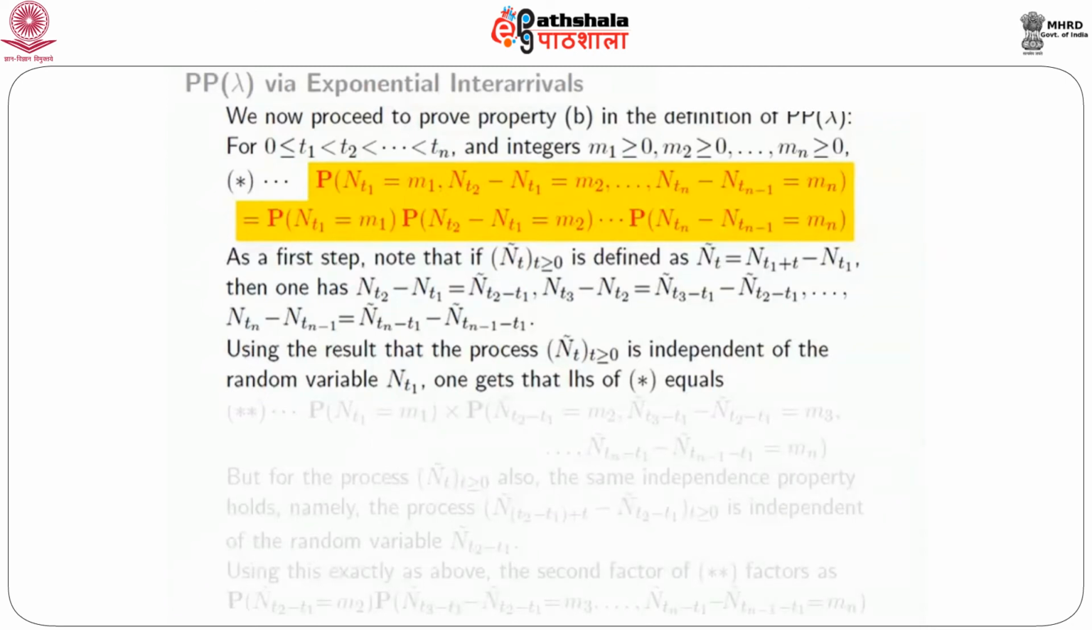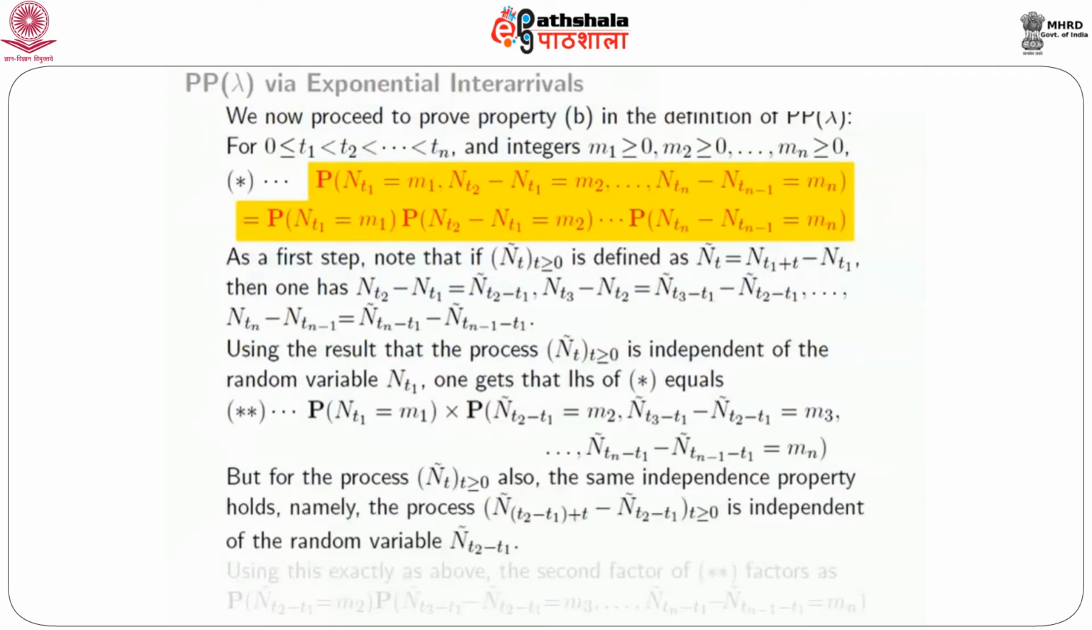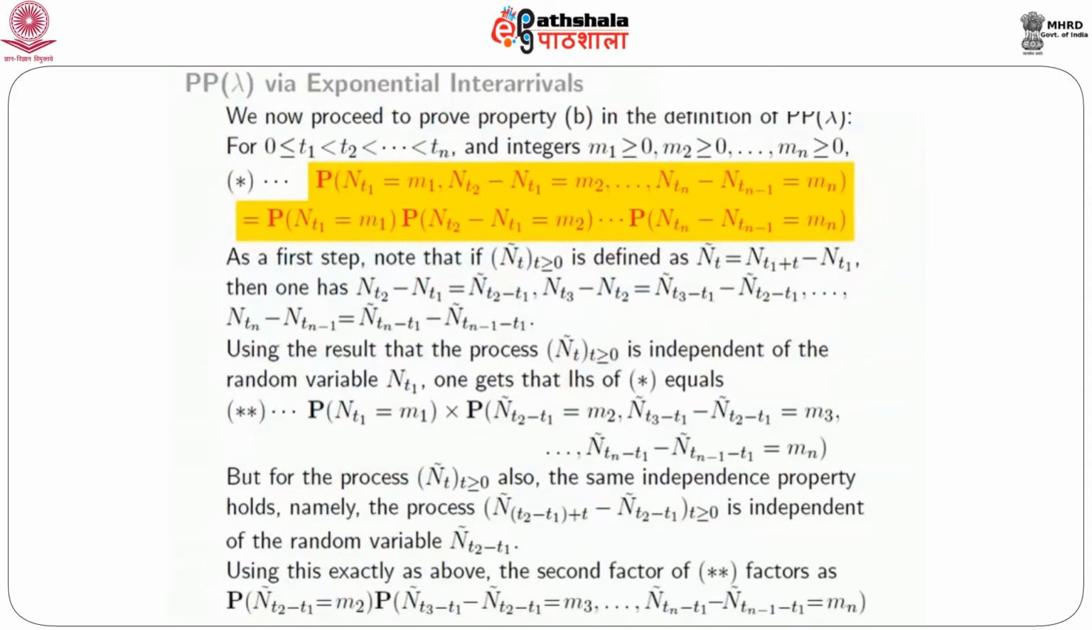But now, in the second factor, we are going to apply the same argument. The process Ñ(t) has the same distribution as the process N(t), because it is defined again by IID exponential lambda interarrival times. So the same independence property as we applied just now for N(t) also holds for Ñ(t). To be more precise, the process Ñ(t2 − t1 + t) minus Ñ(t2 − t1) will be independent of the random variable Ñ(t2 − t1).